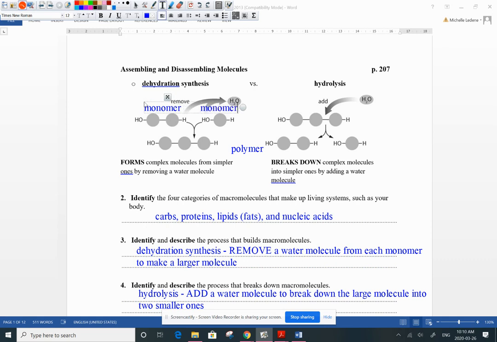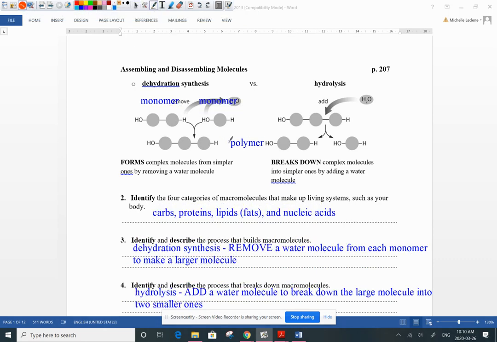These are our building blocks. And we're going to put them together to make a larger polymer. And to do that, we are going to remove a molecule of water. And so this process is called dehydration synthesis. And so that's number 3 here. You removed a molecule of water from each of the monomers, you get a larger molecule, a polymer.